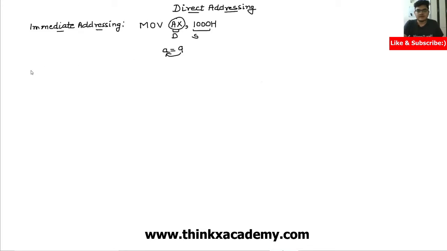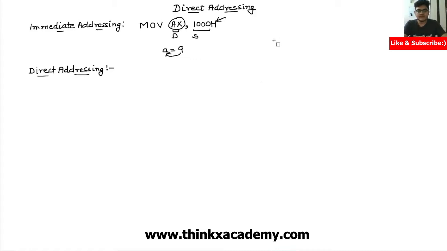In direct addressing, we do not provide the immediate data, but instead we provide a memory location or a memory reference, right? So instead of providing this data, which is 1000H, we will provide where this data is stored inside the segment, the data segment, right?